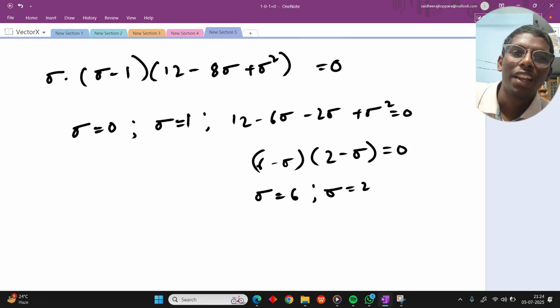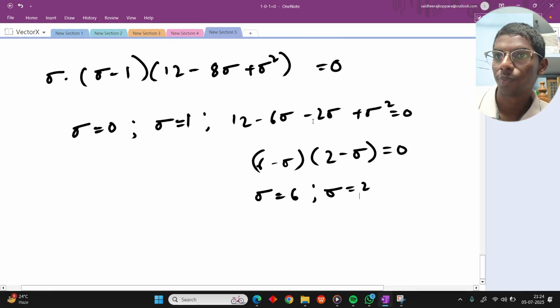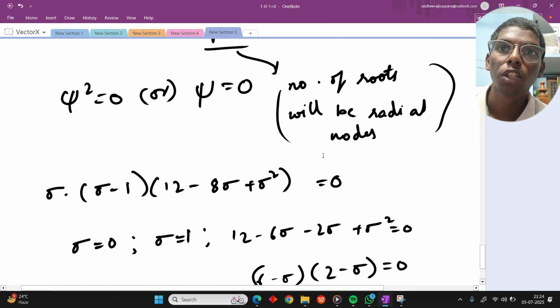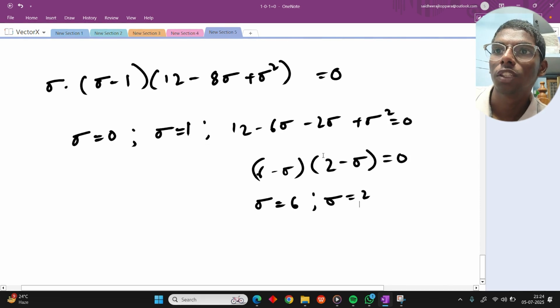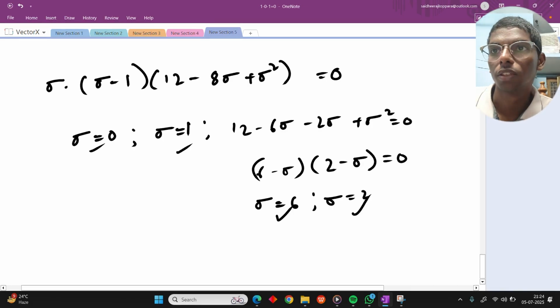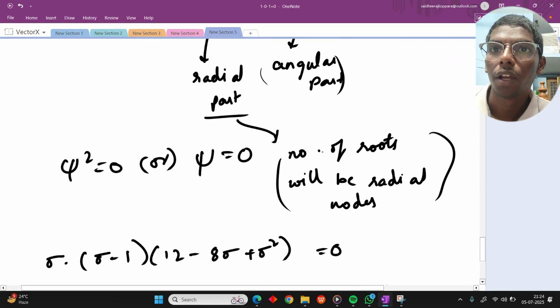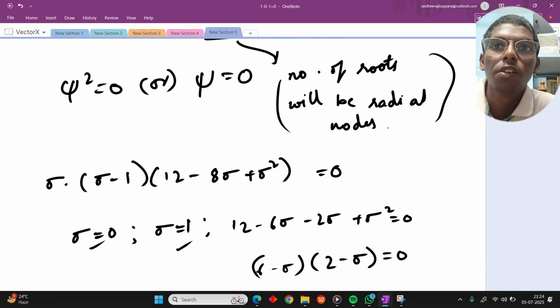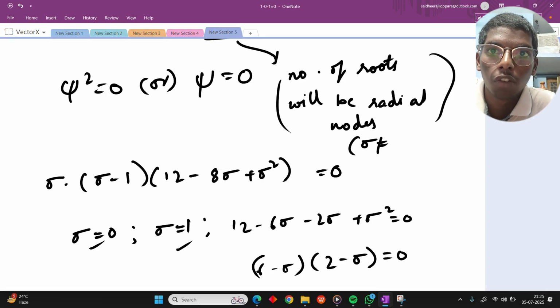Earlier I told you that the number of radial nodes will be equal to the number of roots, and while solving this you got 4 roots: sigma equals 6, sigma equals 2, sigma equals 1, and sigma equals 0, right? But these will be your radial nodes if and only if sigma is not equal to 0, or r is not equal to 0, to be precise.